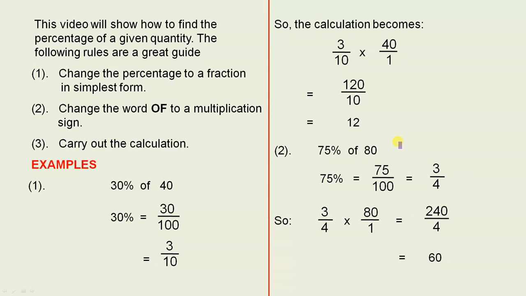Number 2, 75% of 80. So 75% is 75 over 100. If we divide top and bottom by 25, we get 3 over 4. And that's the simplest fraction. So 3 over 4 times 80 over 1. 3 times 80 is 240. 4 ones are 4. 4 divided into 240 is 60.